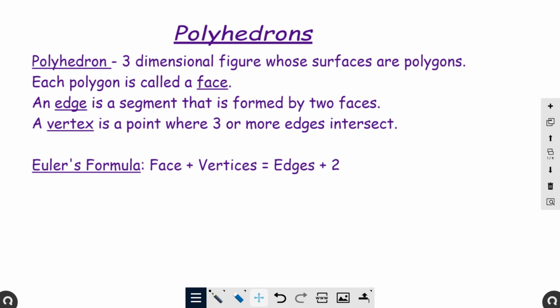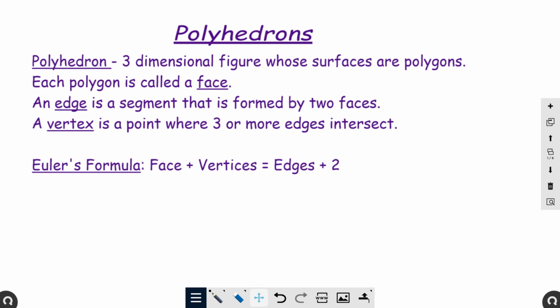You have this formula. It looks like Euler, but it's pronounced Euler because it is of a different origin language. So Euler's formula says the number of faces plus the number of vertices equals the number of edges plus 2. So that's a formula that you need to memorize. A lot of times I just write F plus V equals E plus 2, and that works for any kind of shape that you have.